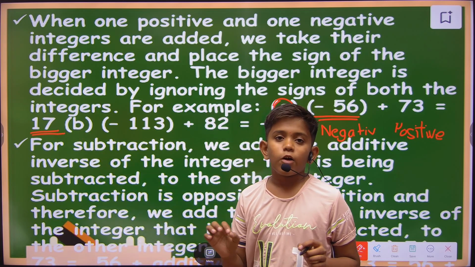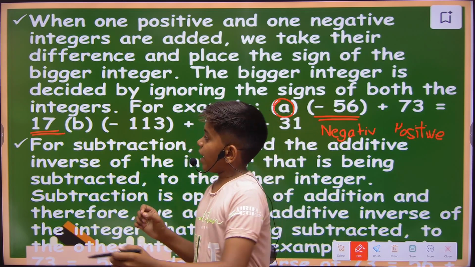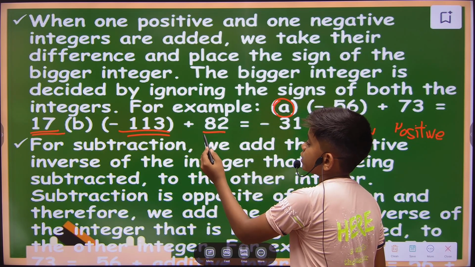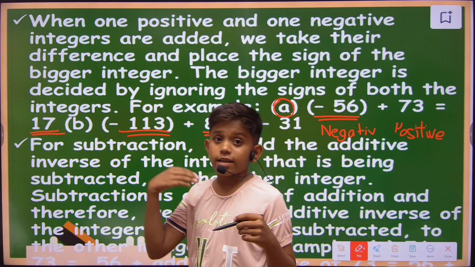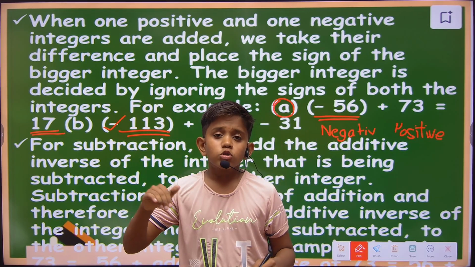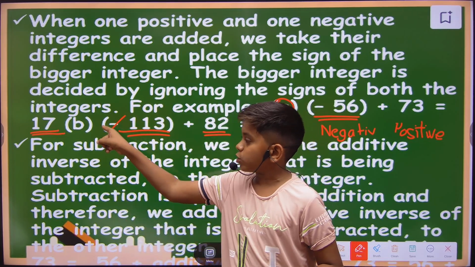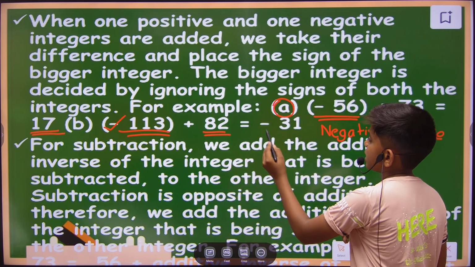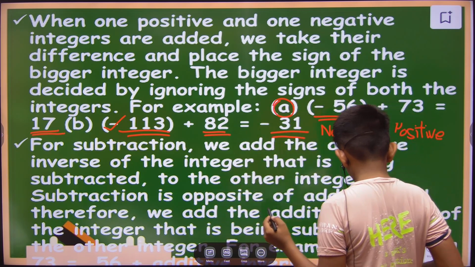Now here we have example B, that is -113, which is a negative integer, and 82, which is a positive integer. 113 has the greater absolute value, so we will give the sign minus, because 113 has the minus sign. Minus 31 is the answer.